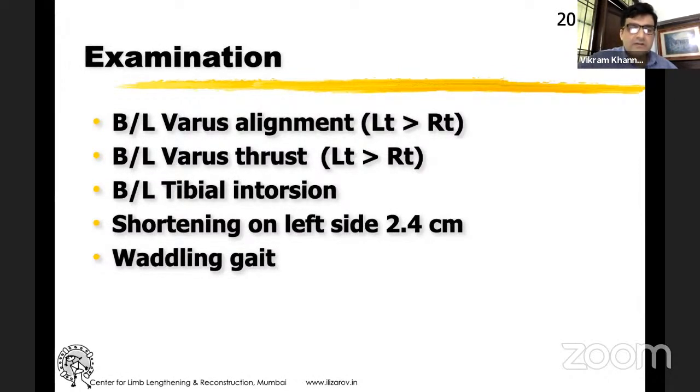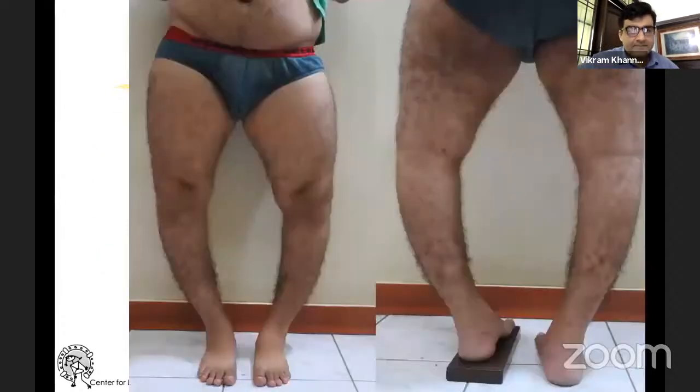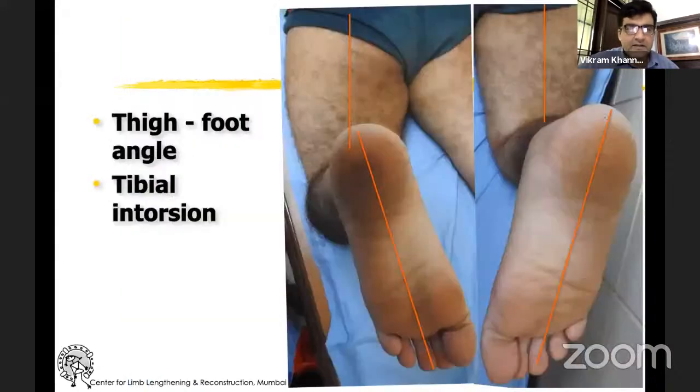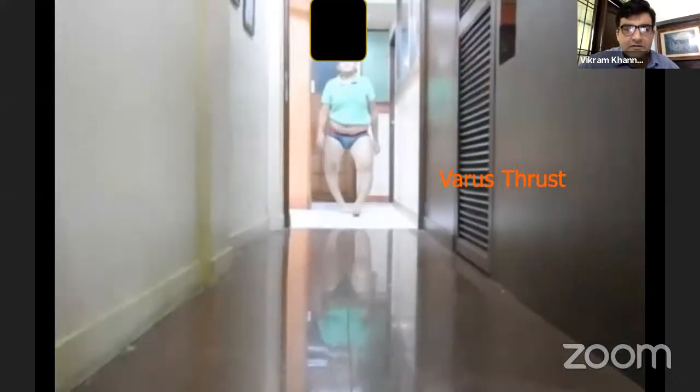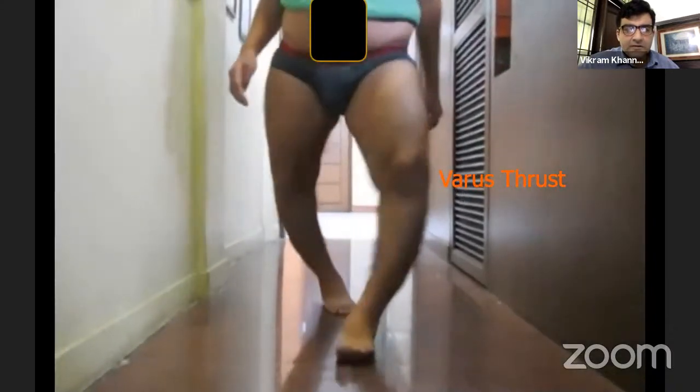He had a shortening on the left side by 2.4 centimeters with a waddling gait. These are his clinical images, and from the front and the back, we can see the incisions and scars of the previous surgery. And there is a Coleman block method to identify the amount of shortening. The thigh foot angle has been taken for the measurement of the tibial intorsion. On the gait pattern, we see that there is a varus thrust, which is more prominent on the left side.